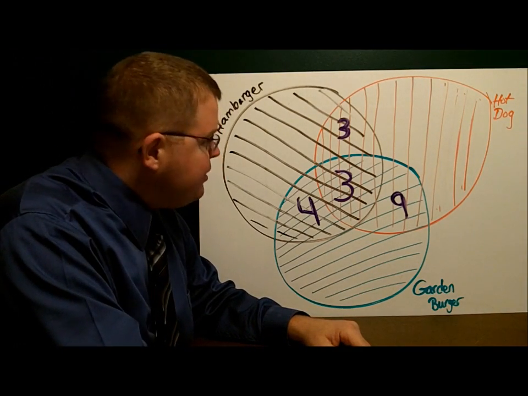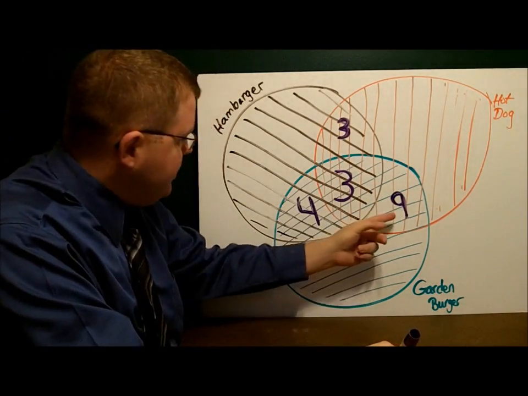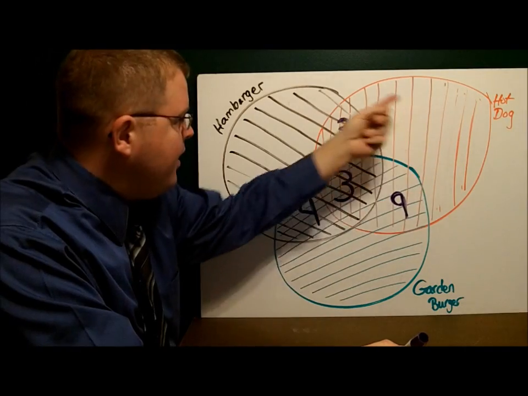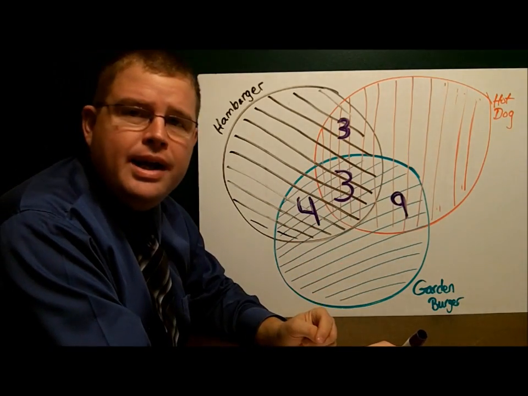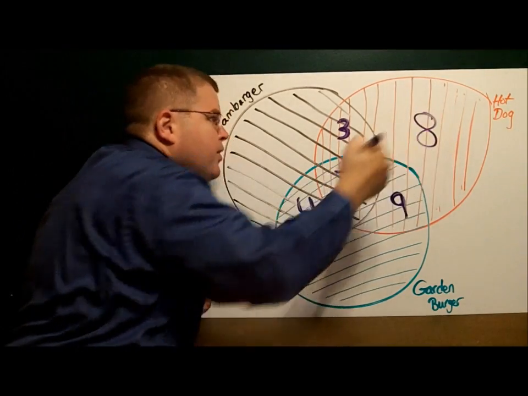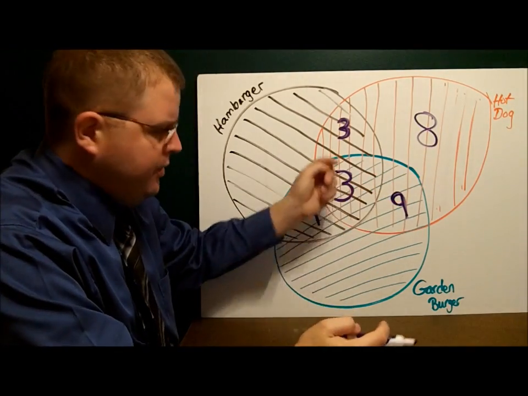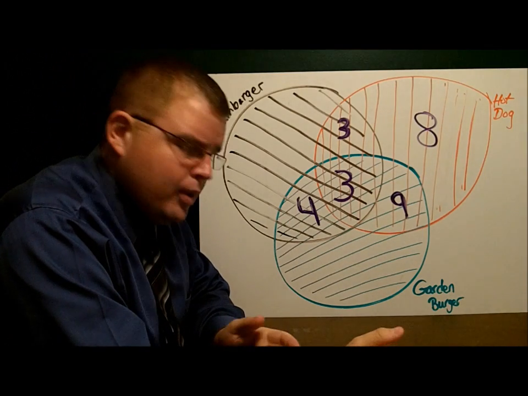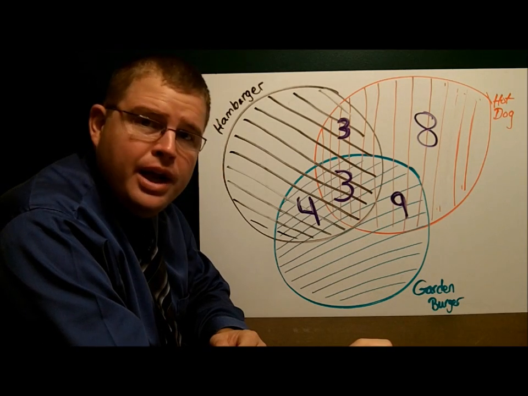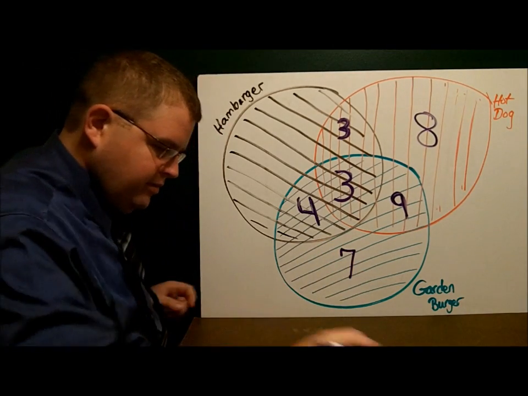Finally, it says 23 had a hot dog. So there are 23 people in the red hot dog circle. There's 9 plus 3 plus 3. 9, 12, 15 people so far. And we want a total of 23 in the red circle, which means there are 8 people who had just a hot dog. Now if we add these numbers together, 8, 9, 3, and 3, we'll end up with 23 people who had a hot dog. Now they tell us 7 had only a garden burger. Well, I guess those 7 are right down here.